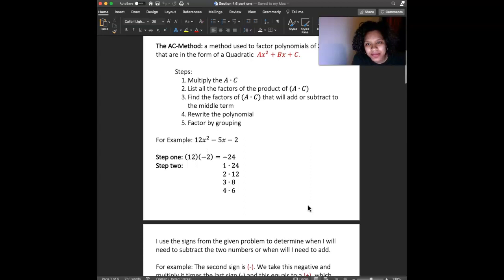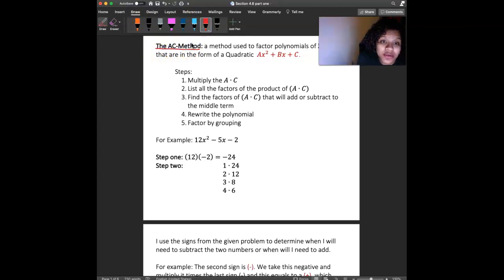So, for the AC method, we use this method when there's 3 terms. This is based on the quadratic form, right here, the standard form of the quadratic. See? A, B, C. AC method. The steps to the AC method go as follows. Step 1 is to multiply the A term times the C term.